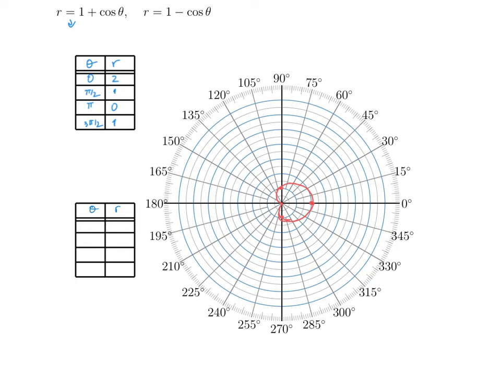So this will be 1 minus cosine theta. If theta is 0, this will give you 0, because cosine of 0 is 1. If this is pi over 2, this will give you 1. If this is pi, this will give you now 2, because this will be 1 minus negative 1. And if this is 3 pi over 2, this will give you 1 again.